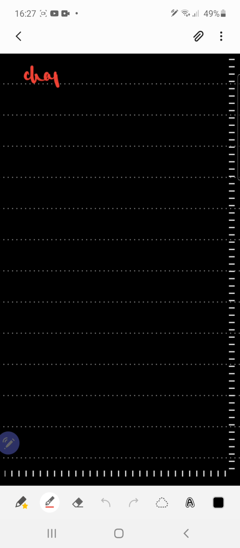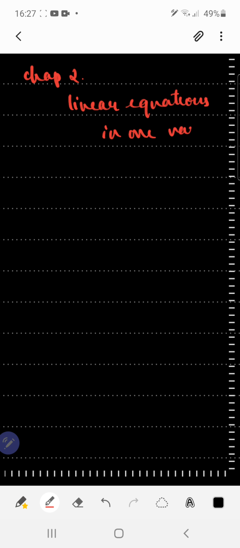So that is your chapter 2, linear equations in one variable. Let's start exercise 2.1. As the examples are very basic, very easy, we'll just directly start with the exercise.